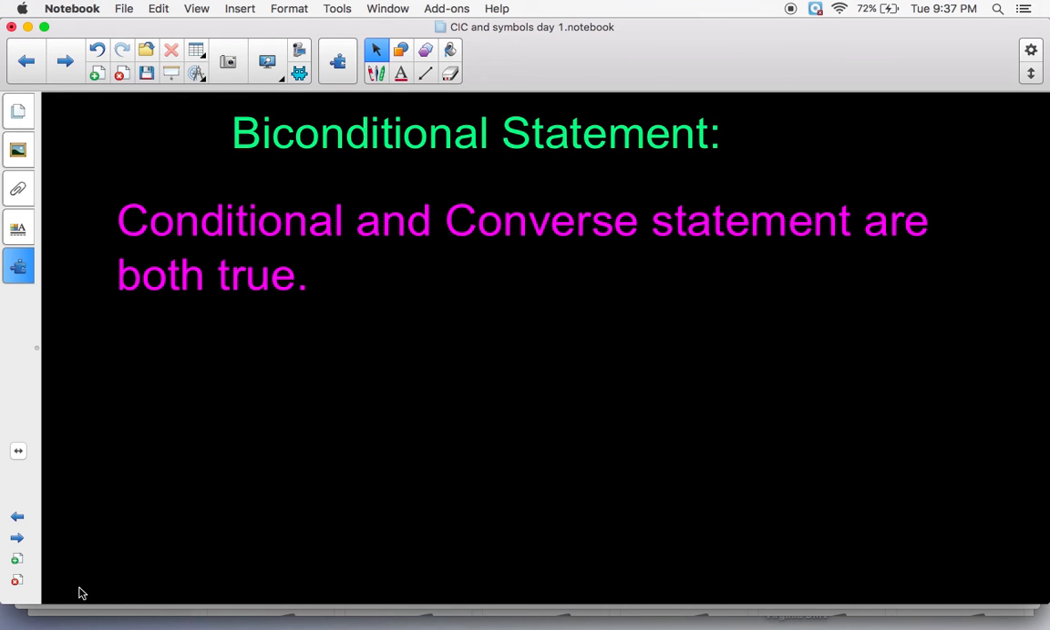Now, when the conditional, the original, and the converse, remember converse means to change order, are true, it is called a biconditional statement. And instead of writing both statements twice, we can write an if-then statement. So, for the statement that we already created, an if-then statement would be this.